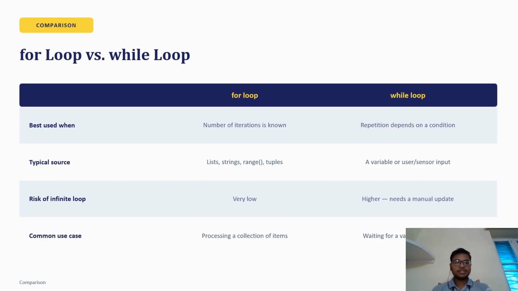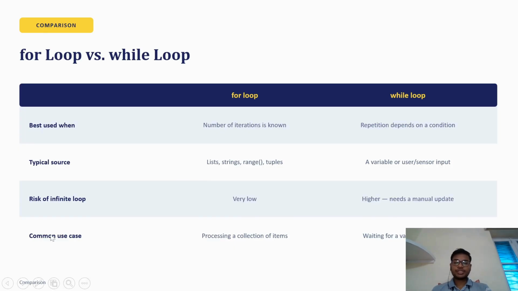And the third one is the risk of an infinite loop. That's a more difficult thing inside the loop. Sometimes the iteration will not be clear, the condition will not be written in a better way, and the update is not there. So there is a risk of an infinite loop. In a for loop the risk is very low, but in a while loop it's a higher chance. It's always a manual update.